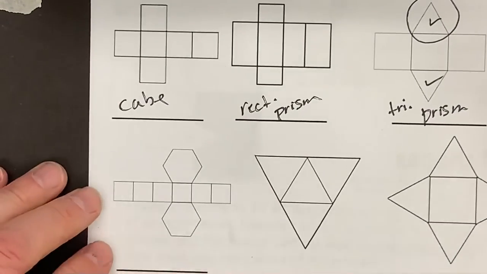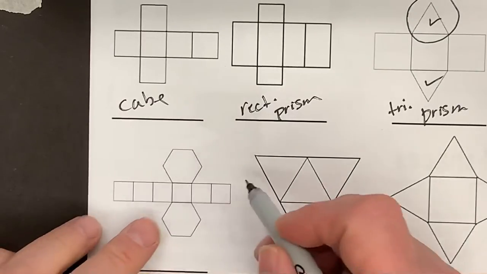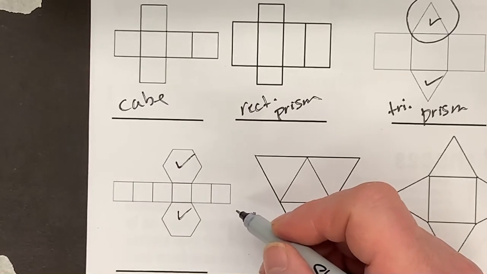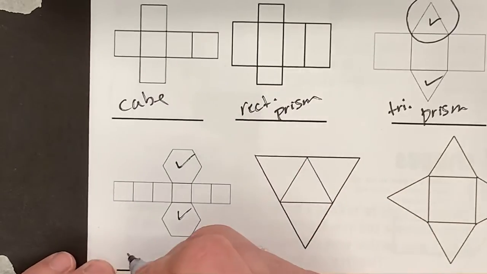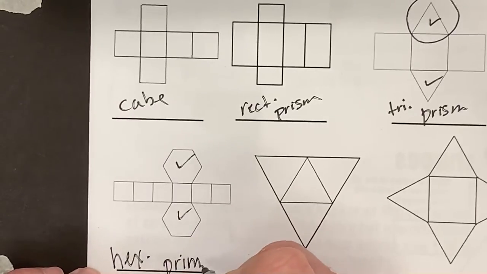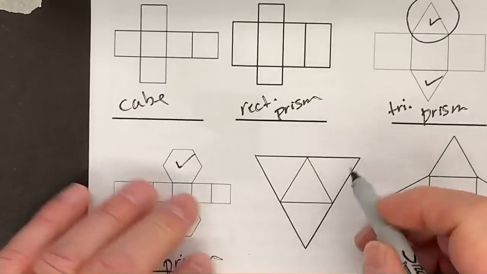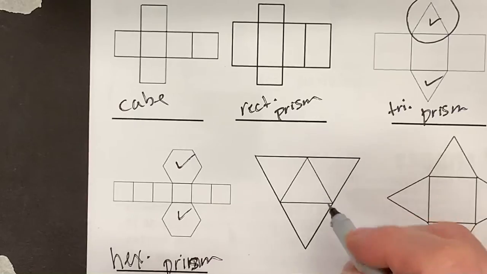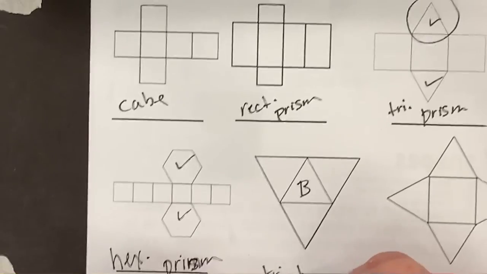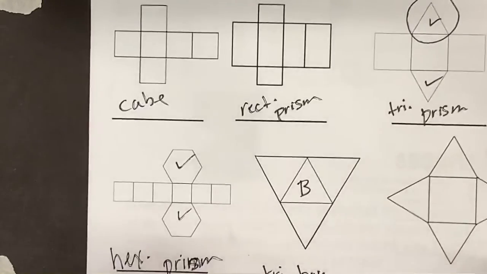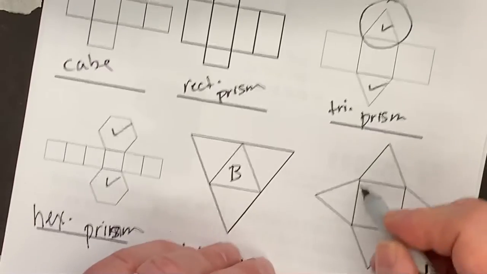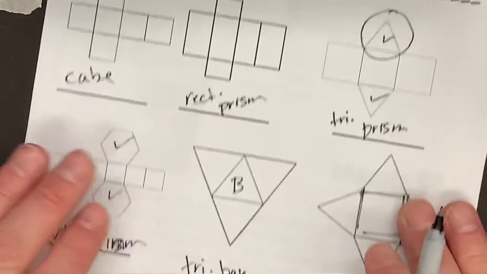Here, again, I see 2 base shapes and then a number of, in this case, squares, but squares are rectangles, a number of rectangles. So this is a hexagonal prism. This is all triangles, so this will be the base here. So this is a triangular based pyramid. And finally, we have a square-based pyramid here. You can see the base here, and then you've got 4 triangles that lead up to it.